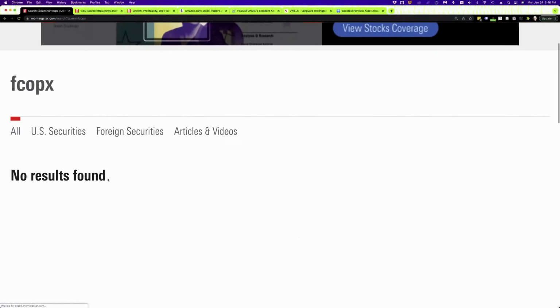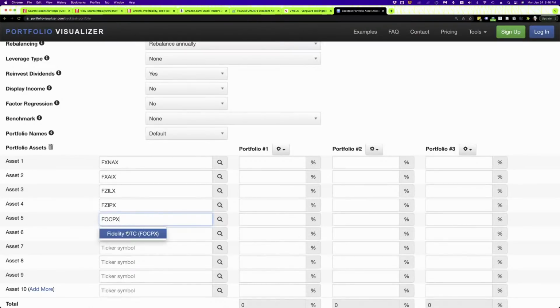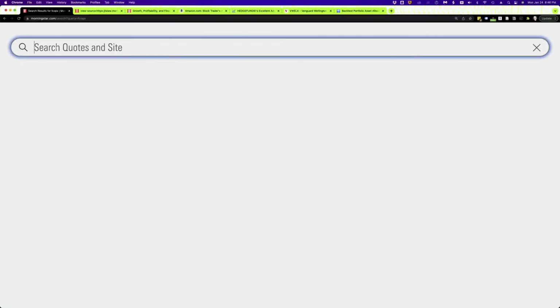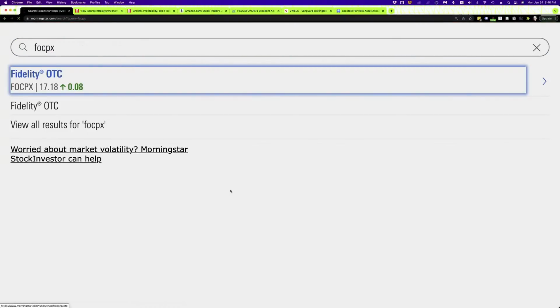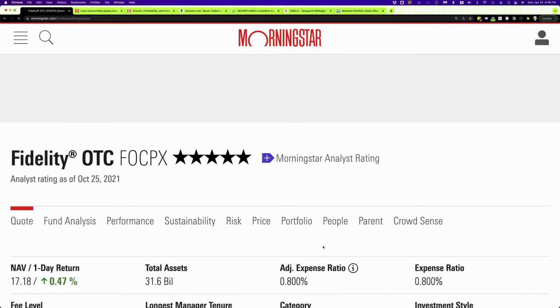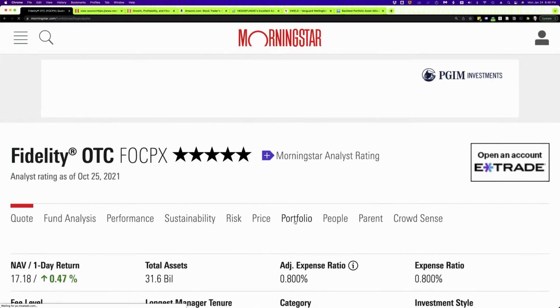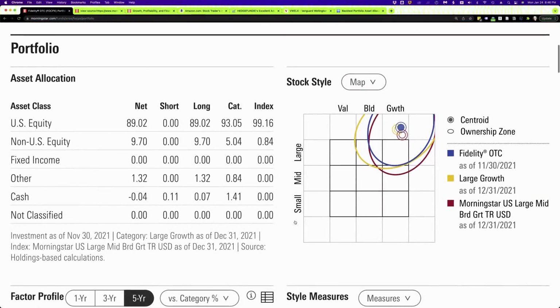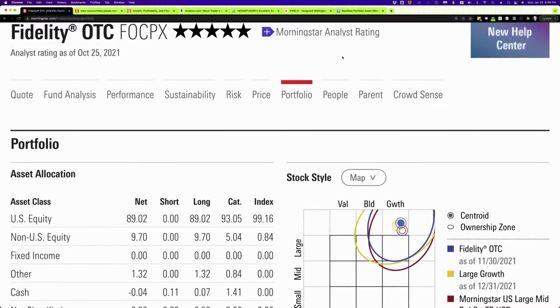Apparently neither does Morningstar, but this calls it the Fidelity OTC. Did I mistype the ticker? FOCPX. Oh, I must have. My bad. Over the counter? I don't know. Is this like super small? What is this? No, it's super big growth. Huh. Hang on for a second. I don't know what this is.